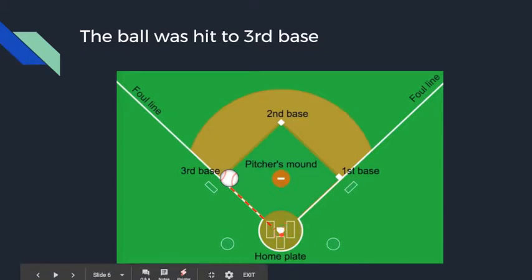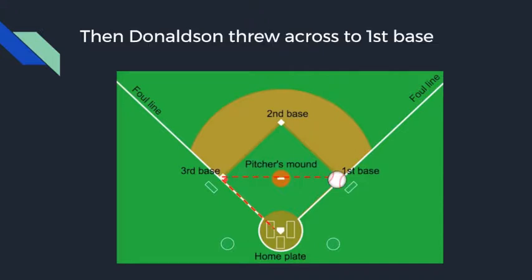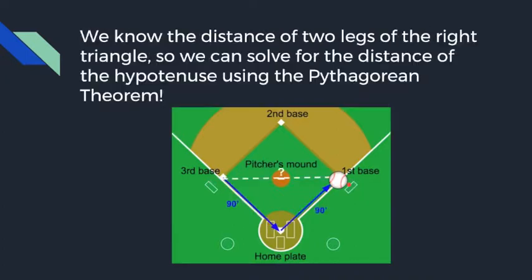The ball started at home plate. It was hit to third base where the third baseman caught it, and then he threw it across the diamond to first base. So this is going to be the hypotenuse of our triangle, the distance from third to first. And so we've already been given the length of the two legs of our triangle, which is 90 feet, because that's how far it is from base to base. And basically all we need to find out is, using the Pythagorean theorem, what the hypotenuse of this triangle is going to be.